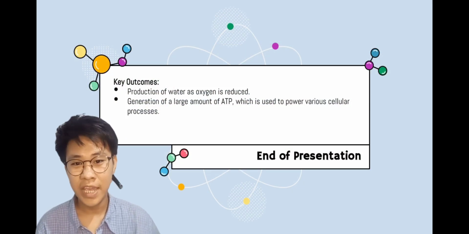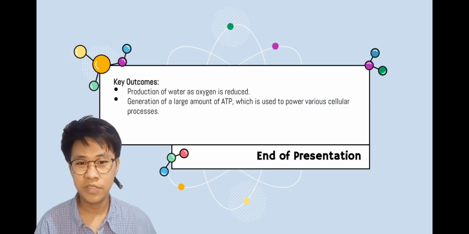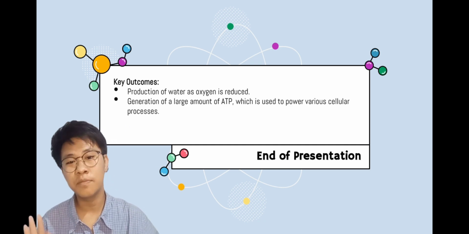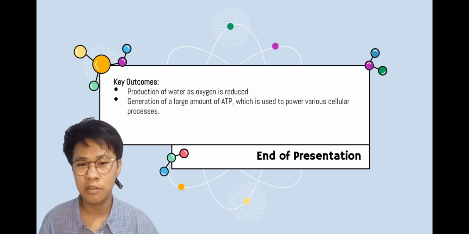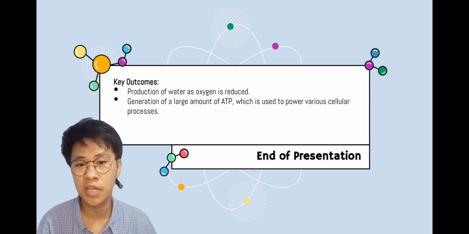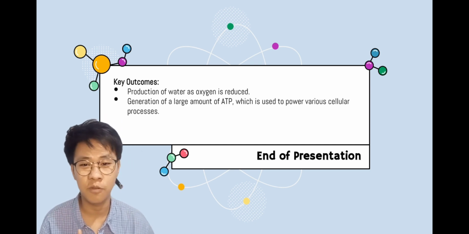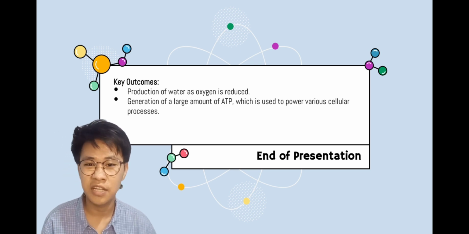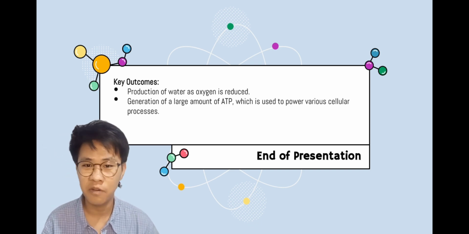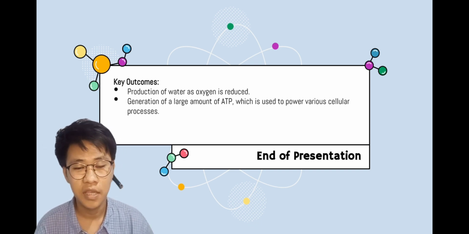So before we end this topic, let's have the key outcomes. The key outcomes of the electron transport chain are: one, the production of water as oxygen is reduced, so remember that. The next is the generation of a large amount of ATP, which is used to power various cellular processes.